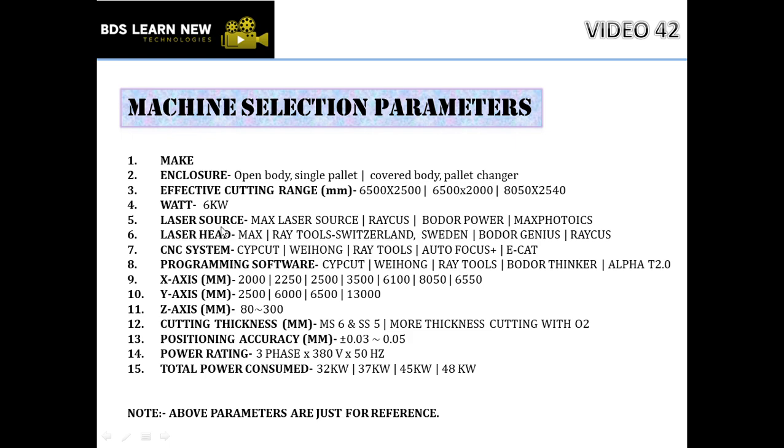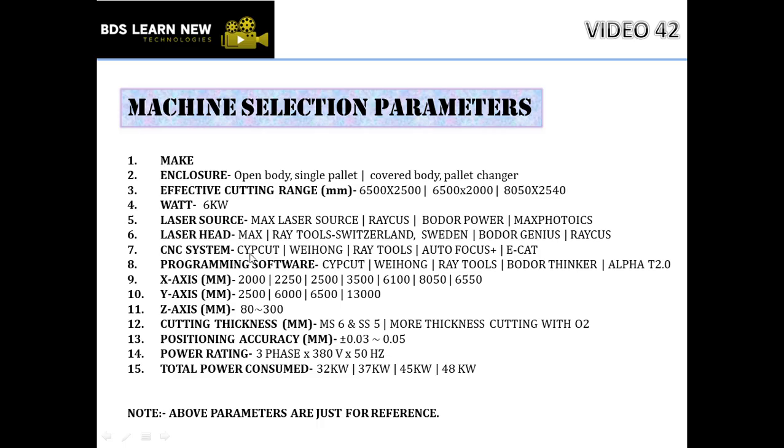In this case, first of all, you can consider the make. Then second is the enclosure. This could be open body, single pallet, or covered body pallet changer. Then we have the effective cutting range, like 6500 by 25, or you can also assume it to be a bed size, right? Then we have the watt, like 6 kilowatt. Then we have the laser source. There are such kind of laser sources in the market. You can check for any one of them. Then we have the laser head, like this.